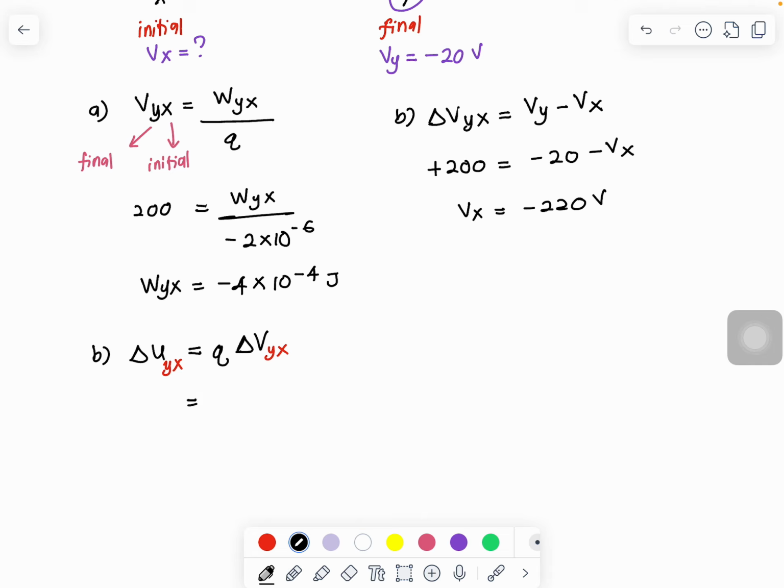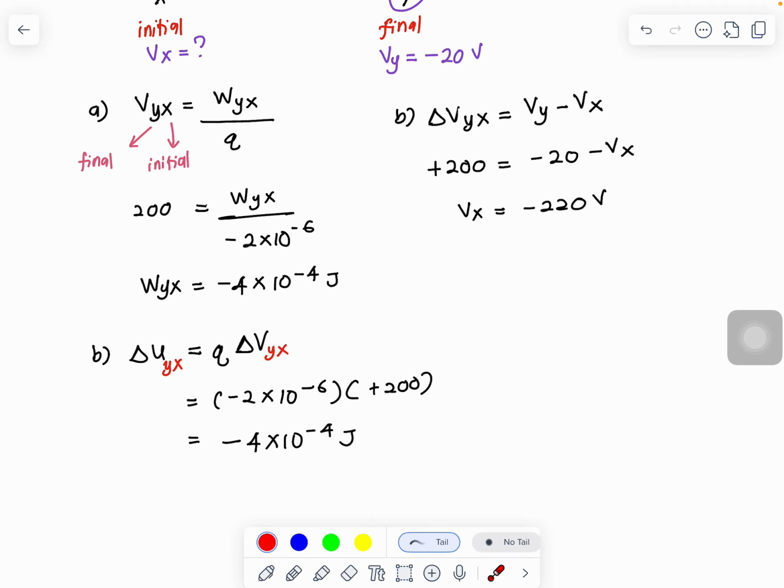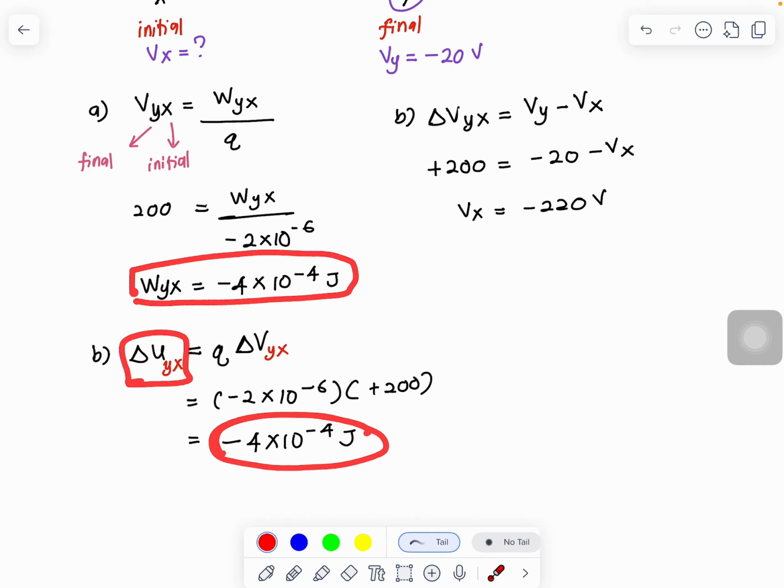So since dia minta between point X and Y kan, just masukkanlah Q kita adalah negative 2 and then delta V kita adalah positive 200. So you will get negative 4 exponent negative 4 joule. Okay, so kalau kamu nampak dekat sini, value dekat sini, change in potential energy adalah sama dengan work done.